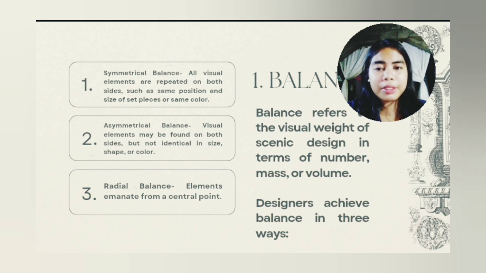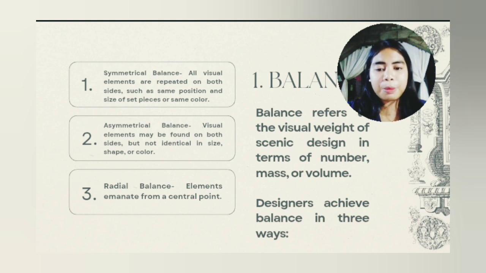Next, asymmetrical balance. Visual elements may be found on both sides but are not identical in size, shape, or color. So asymmetrical is when both sides look different but still balanced and attractive. Lastly but not the least is the radial balance. These elements emanate from a central point. So radial is everything arranged around the center, like rays around the sun.